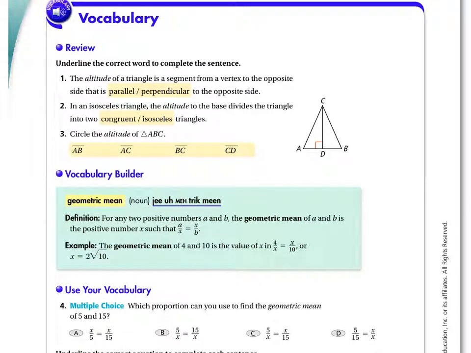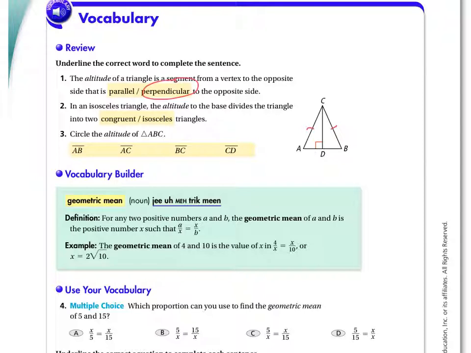So the altitude of a triangle is a segment from a vertex to the opposite side that is what? Perpendicular to that opposite side. In an isosceles triangle, number 2, the altitude to the base divides the triangle into 2 blank triangles. Let's think about this. If this right here is an isosceles triangle, don't you know that CA and CB would be congruent? So I could put a tick mark here and a tick mark there. Here a tick mark, there a tick mark, everywhere a tick mark.